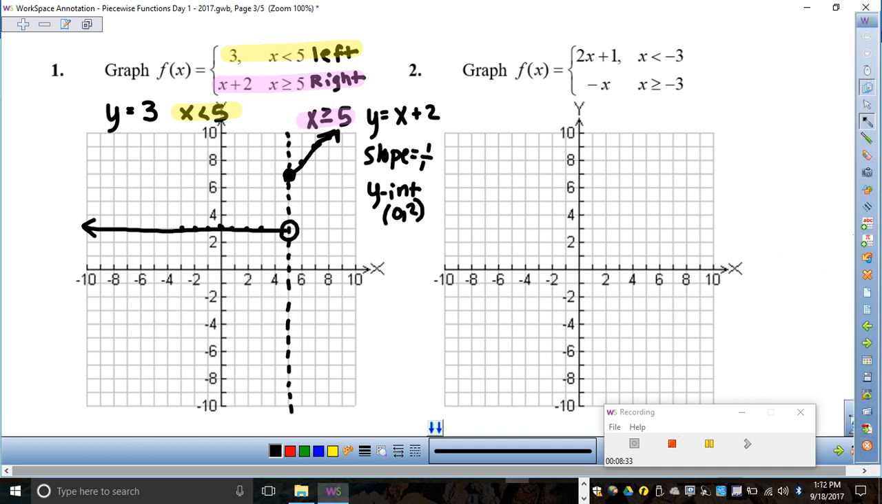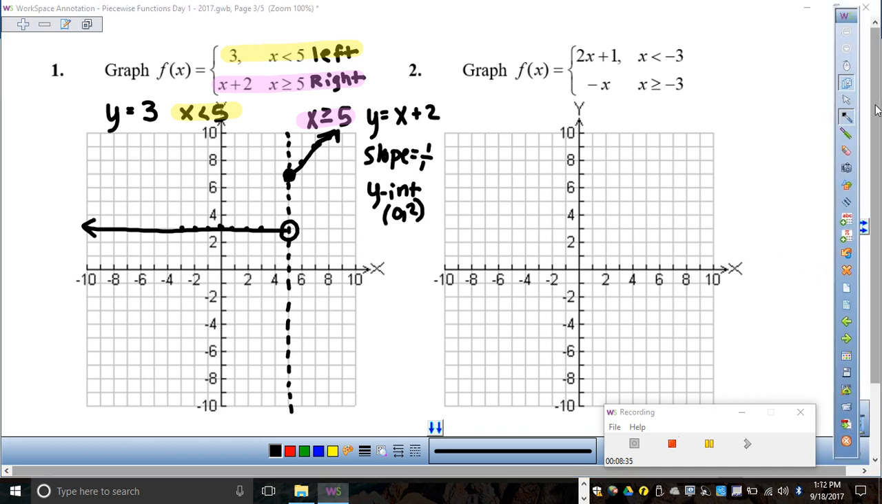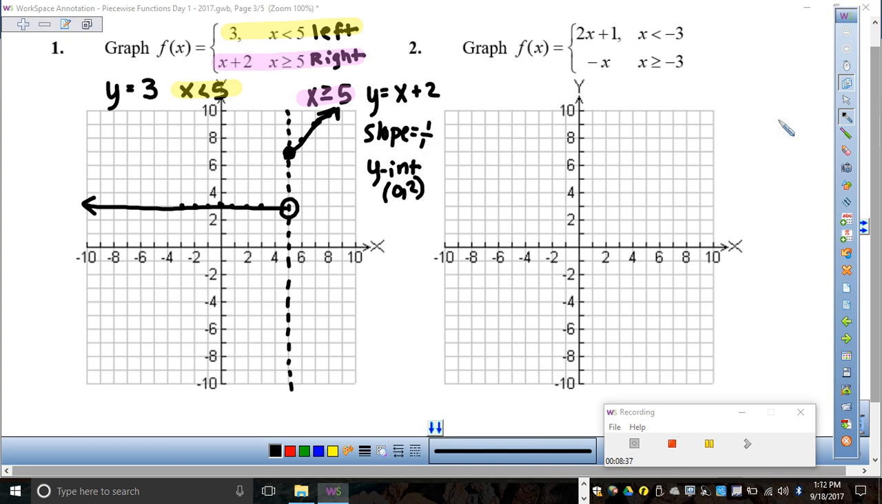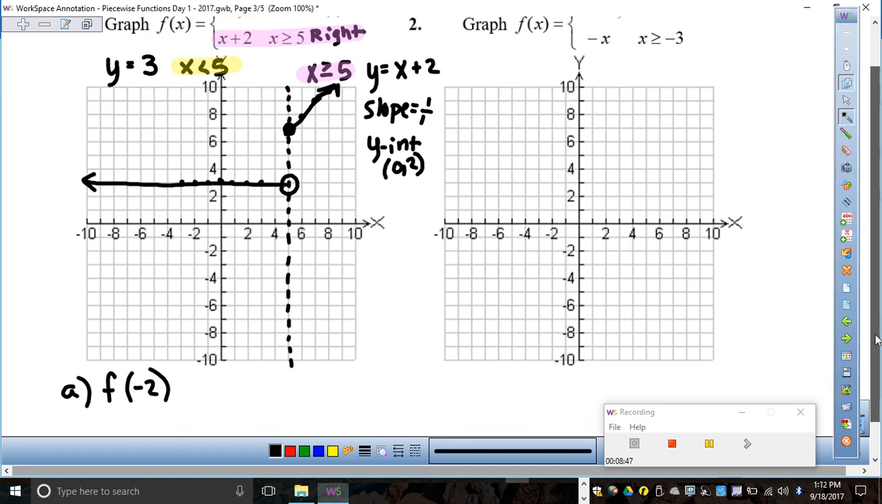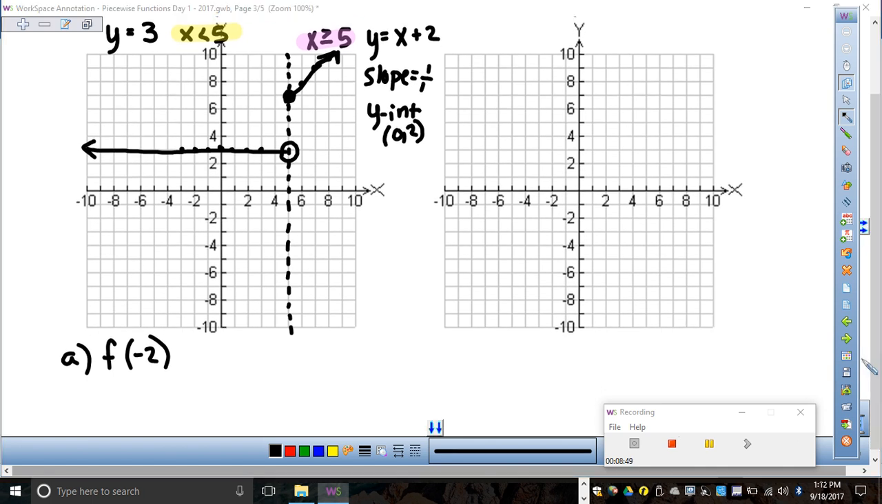Okay, below your graph, there are two additional questions. It says, use the graph to evaluate. The first one is f of negative 2. What this means is that you're looking at the graph and figuring out what's the y value when x equals negative 2. So on your x-axis, find negative 2, and then go up to your line, and we can see the y value is 3.